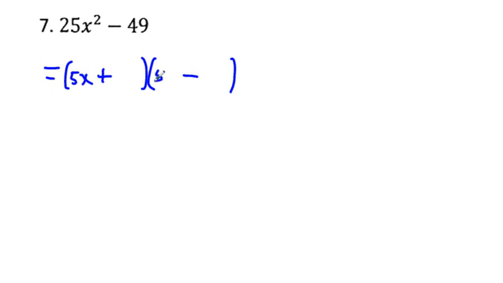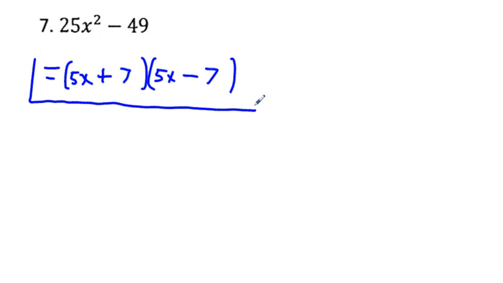We put 5x over here. What's our square root of 49? 7. So this is going to be our answer. Quantity 5x plus 7 times 5x minus 7.